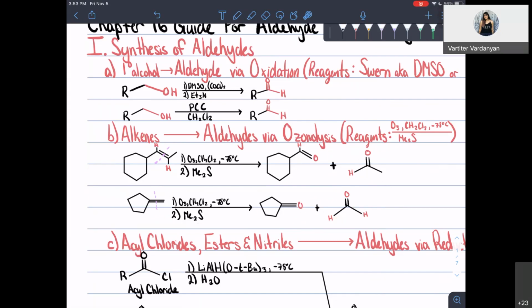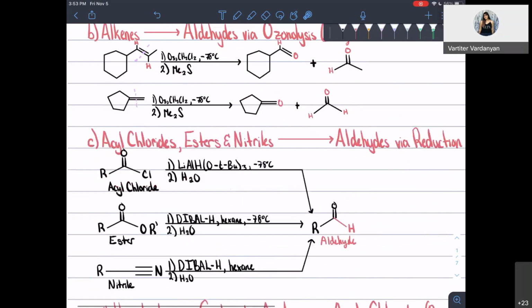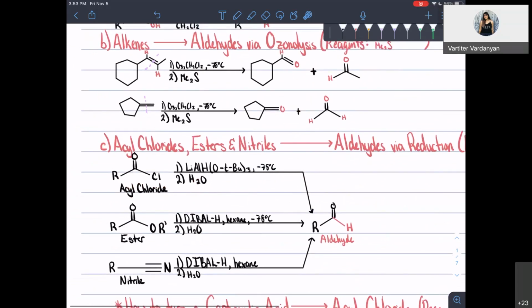So these are just ways to make aldehydes, but do note that there's always going to be 2 products when you're doing ozonolysis, because you're cutting that double bond in half and you create these 2 products. Okay. Once again, don't worry too much if you're not getting this right now. It's going to be on Canvas for you guys.